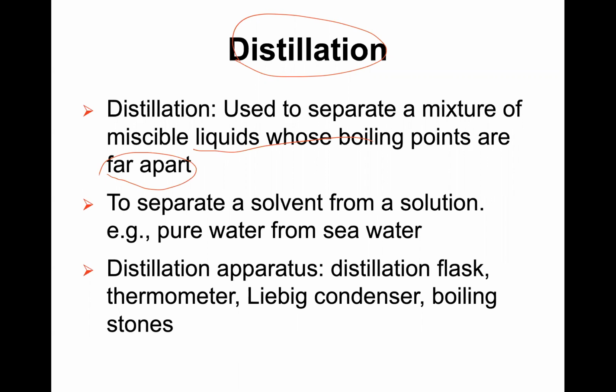So say you have two solvents, two liquids. One, say, hexane. Hexane has a boiling point of roughly about 90 degrees. And then you have another one, for example, creosote.